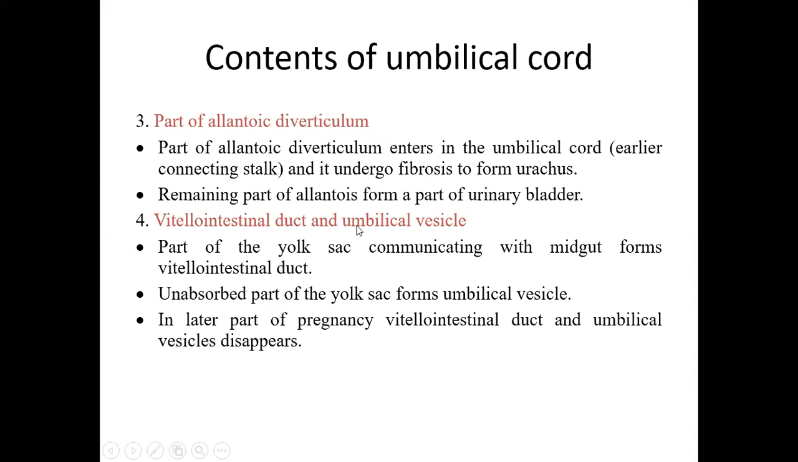Then the vitellointestinal duct and umbilical vesicle: the part of the yolk sac communicating with the midgut forms the vitellointestinal duct. The unabsorbed part of the yolk sac forms the umbilical vesicle. In the later part of pregnancy, the vitellointestinal duct and umbilical vesicle will disappear. So the components of the umbilical cord are two umbilical arteries, one umbilical vein, Wharton's jelly, and part of the allantoic diverticulum which will form the urachus. The vitellointestinal duct and the umbilical vesicle both will be absorbed after delivery.